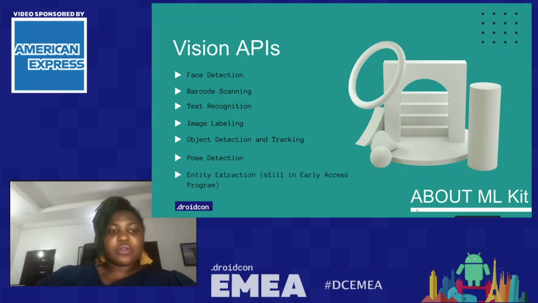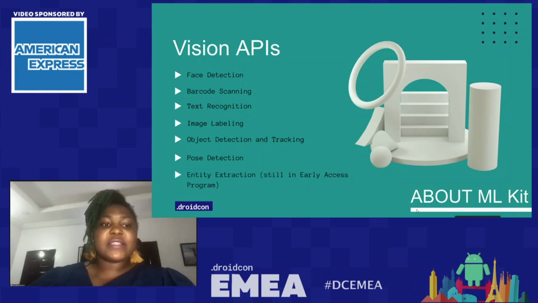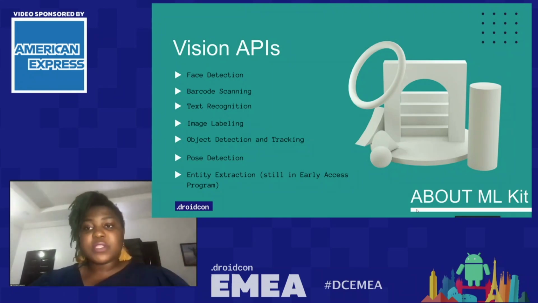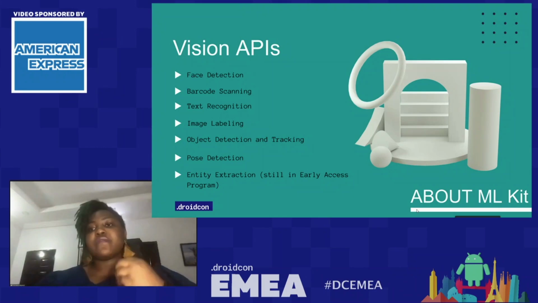And then the last one under Vision API is entity detection. It's still in the early access program. It's not being released to the public, so you would have to sign up for this program to have access to that feature. But basically, what it helps you do is identify entities like phone numbers, URLs, addresses, location in a large text. So each of these types of entities it helps to automatically detect in a large text.